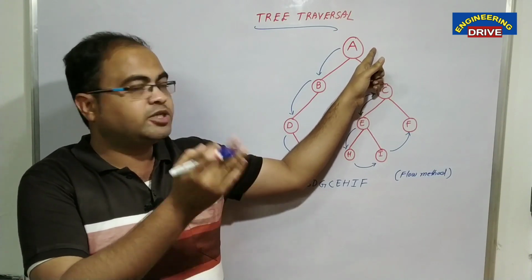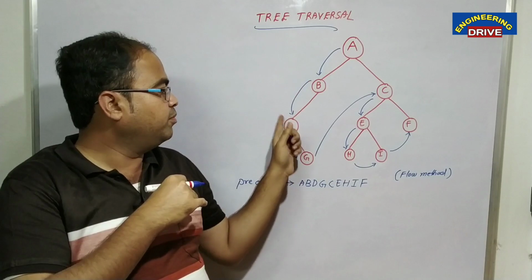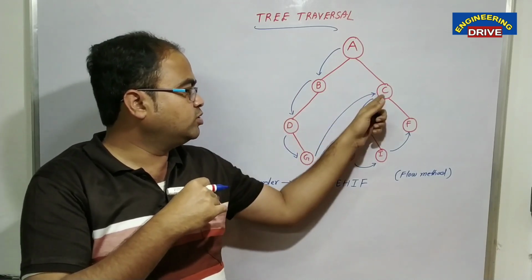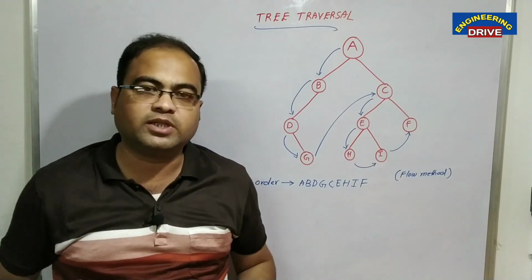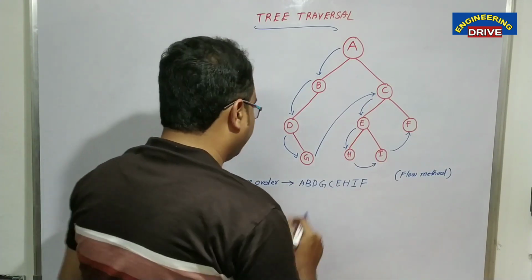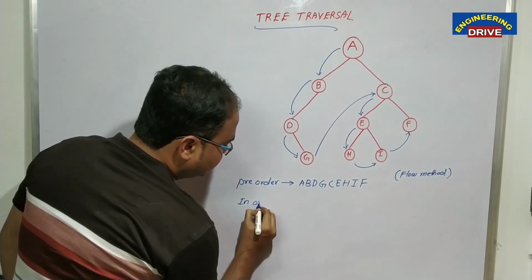You can continuously write down the names of the nodes in sequential order: A to B, B to D, D to G, G to C, C to E, E to H, H to I to F. This is known as the flow method. So this is pre-order. Next, in-order traversal.